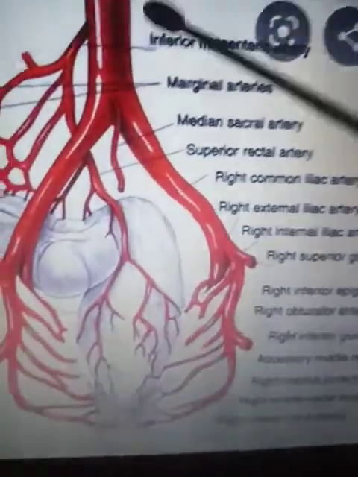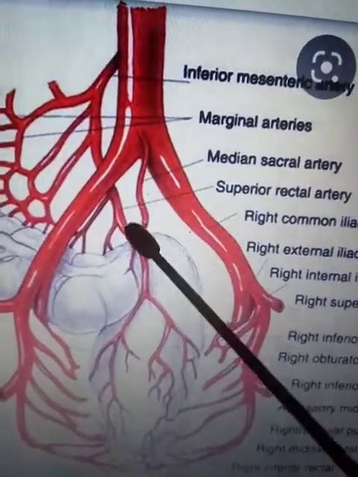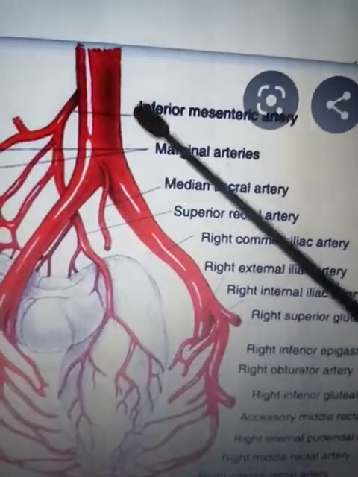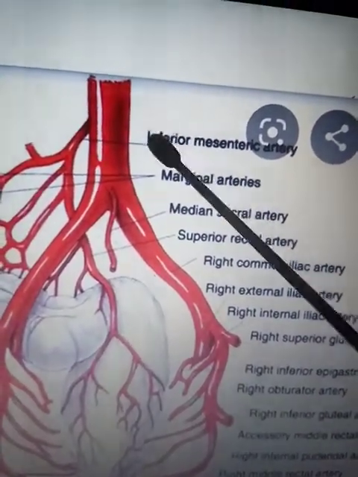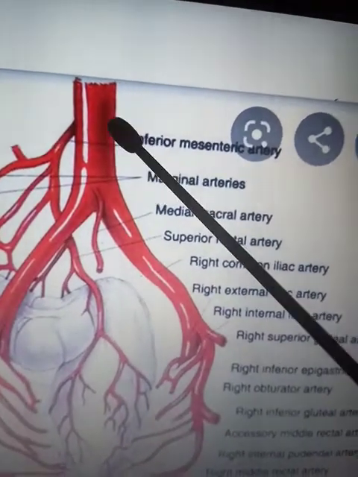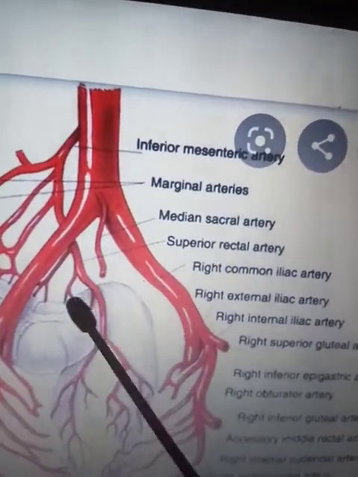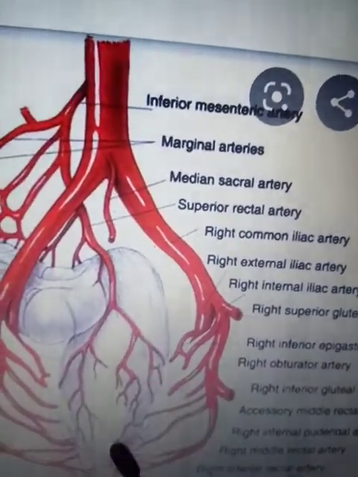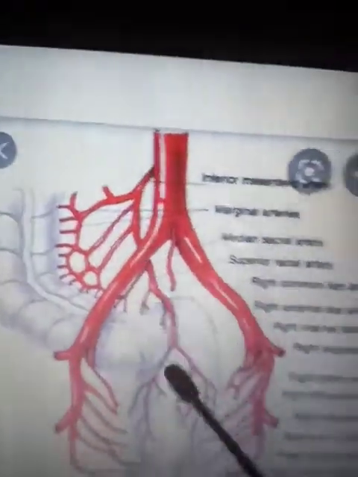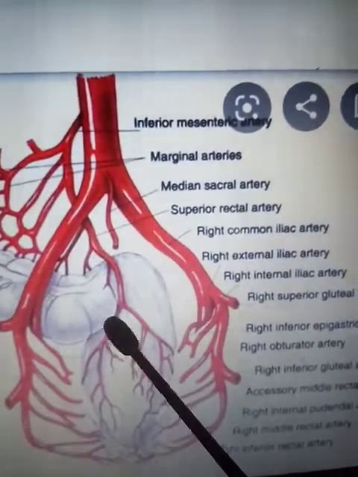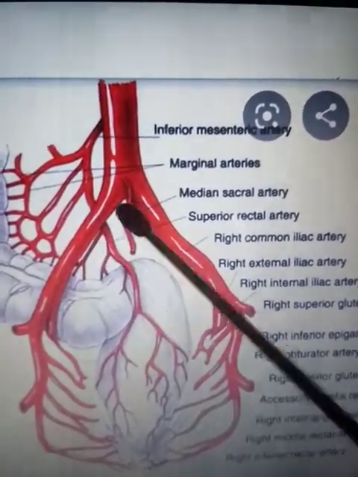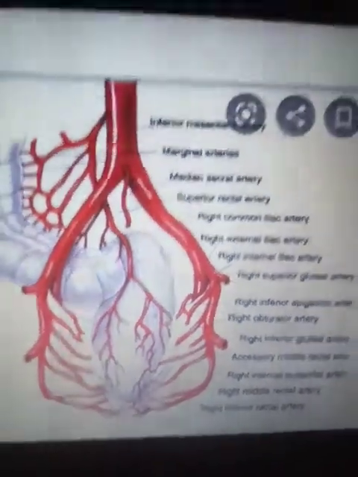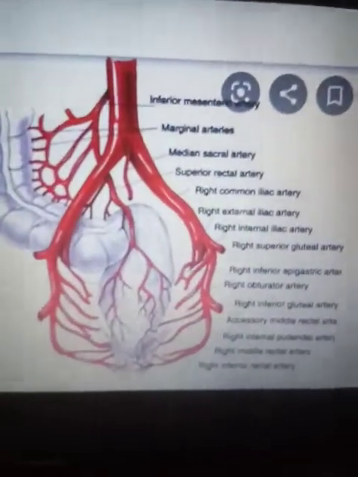Then you have one more blood supply to the rectum, the median sacral artery. This median sacral artery is a branch of the aorta. It arises from the back of the aorta, and it supplies the anorectal junction, the junction of the anus and rectum. So you have the blood supply from the superior rectal artery, median sacral artery and middle rectal artery. These are the sources of arterial supply.